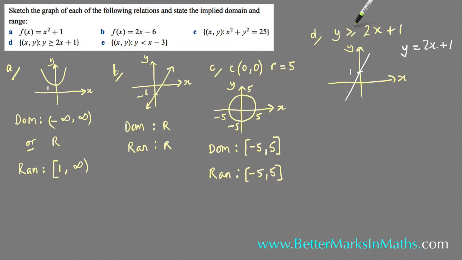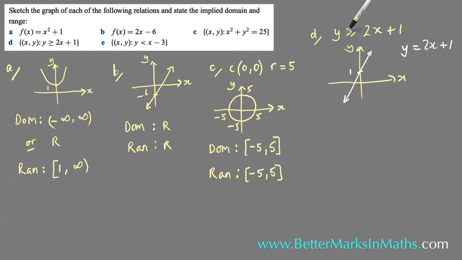When you have to sketch an inequality, the graph is going to be a region of the plane. It's either going to be points above the line, either including or not including the line, or points below the line, either including or not including the line as well. And in this case, because it's y greater than or equal to, it's going to include the line, so you would leave the line solid to show that the line is included.